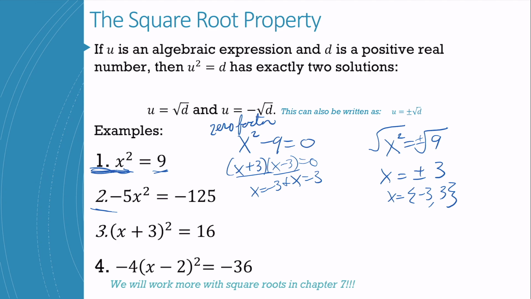For problem 2, I have negative 5x squared is equal to negative 125, and I could divide both sides by negative 5 to get that x squared all by itself. I have x squared is 25. That's a perfect square. That's kind of our hint here. And I can go ahead and take the square root of both of these to get x is plus or minus 5. Examples 3 and 4 are a little more complicated. Let's take a look at those.